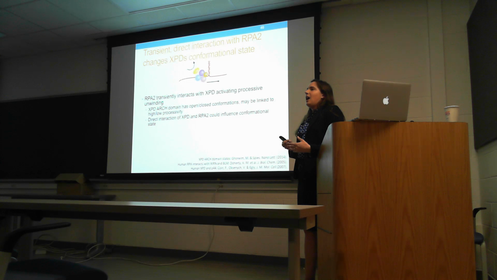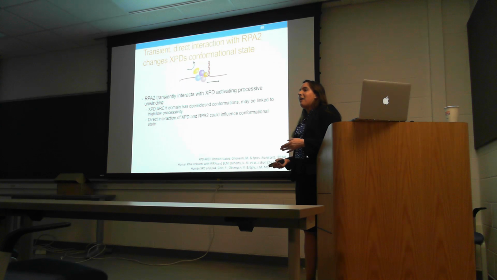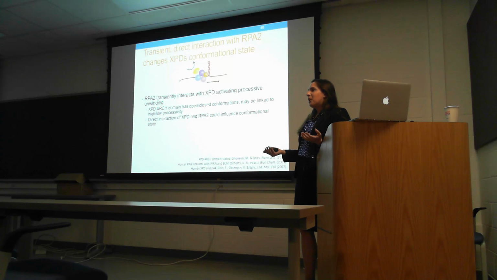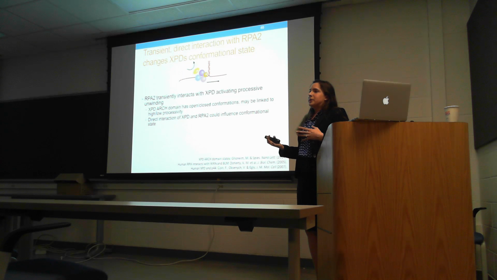XPD is known, and our collaborators demonstrated this in some nice fluorescence experiments, to have two conformational states, one open and one closed. We still don't know exactly what these two conformational states do, but wouldn't it be cool if one was a low processivity unwinding state and the other was a high processivity unwinding state? And perhaps a direct interaction of XPD with RPA2 could influence XPD to be in one conformational state over the other.